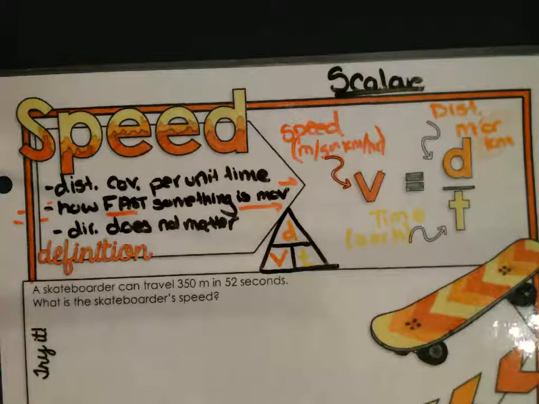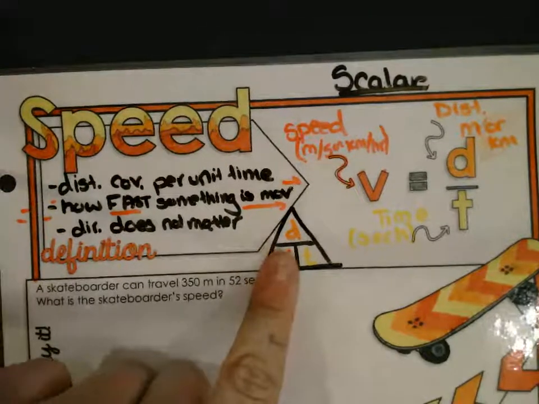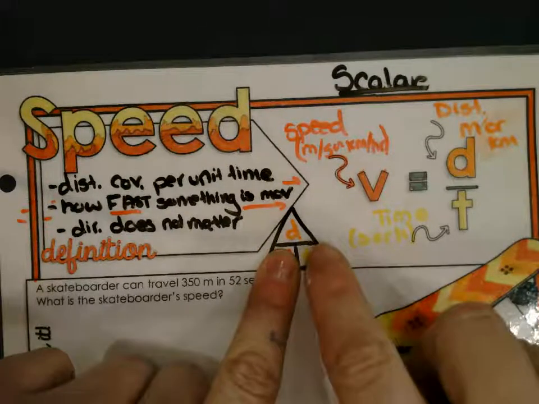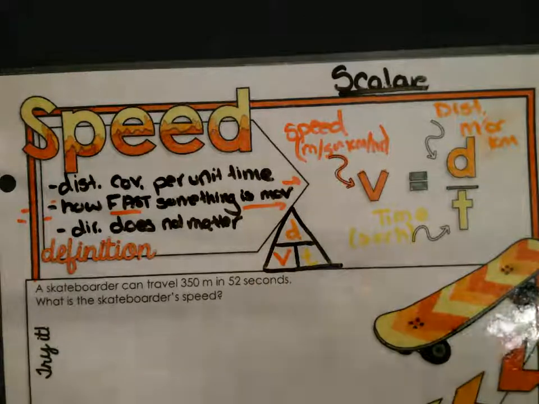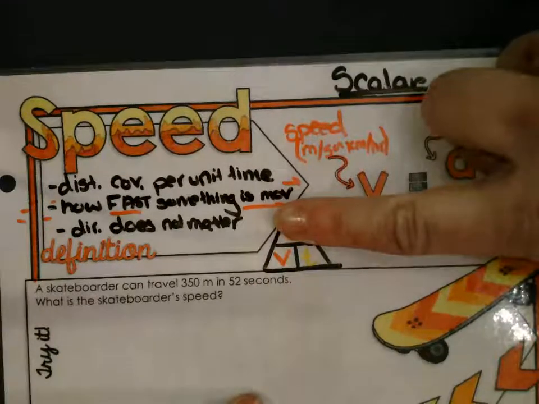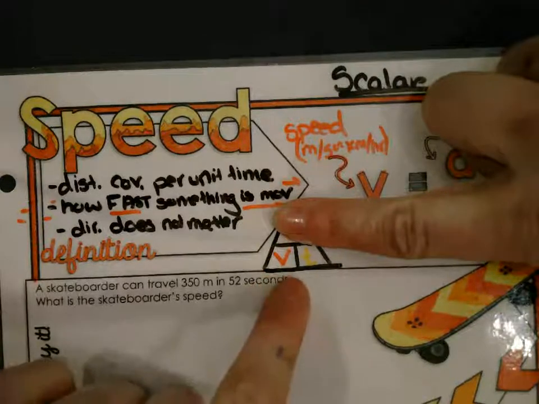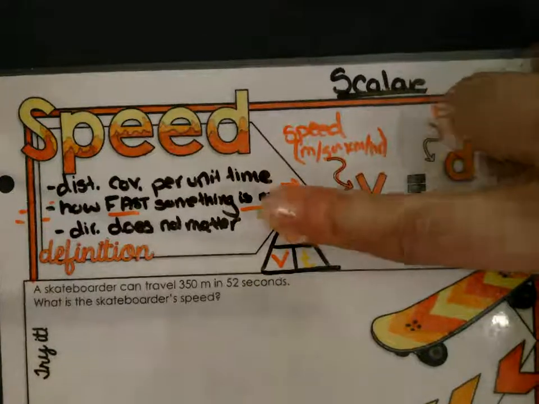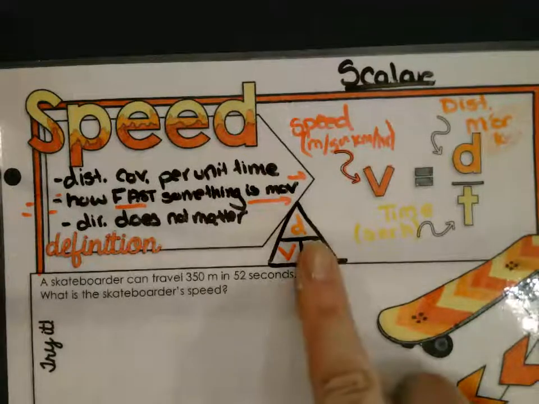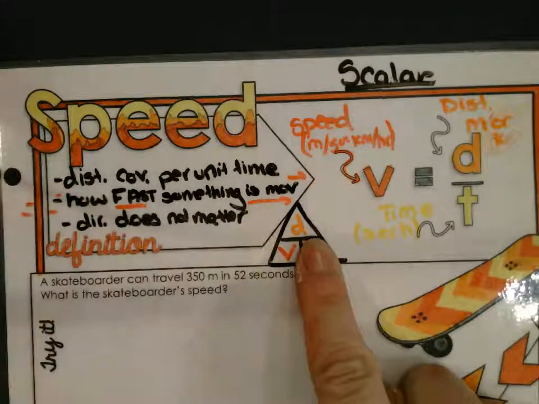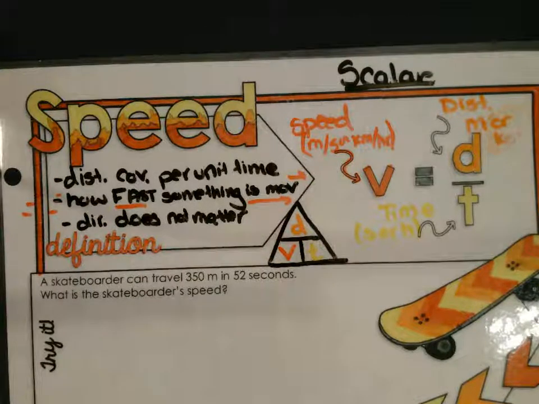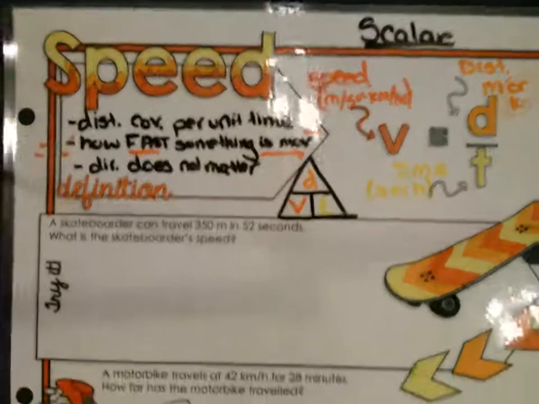Now, as we're solving, all we have to do is cover up the one we're looking for. So if we're looking for speed, we'll cover up the V, and it's equal to distance divided by time. If we're looking for distance, we'll cover up the D, and distance is equal to velocity times time. If we're looking for time, we cover up the T, and time is equal to distance divided by speed or velocity. So let's apply this to some problems and see how well we do.